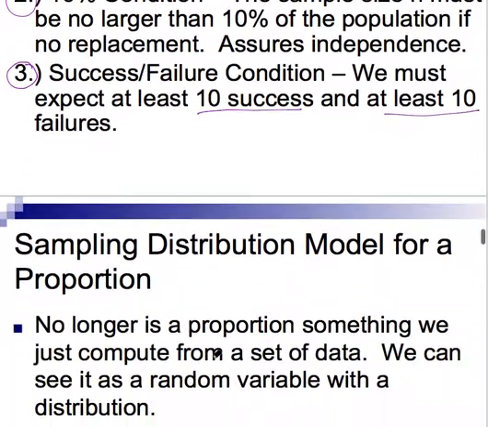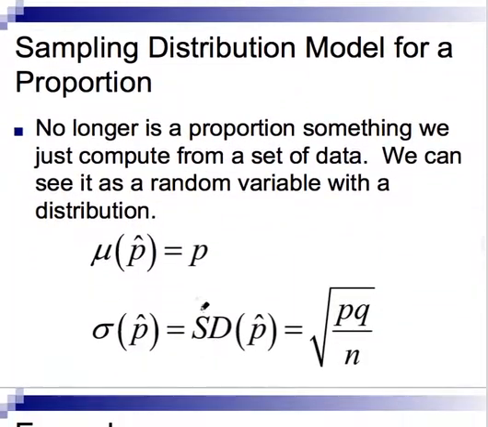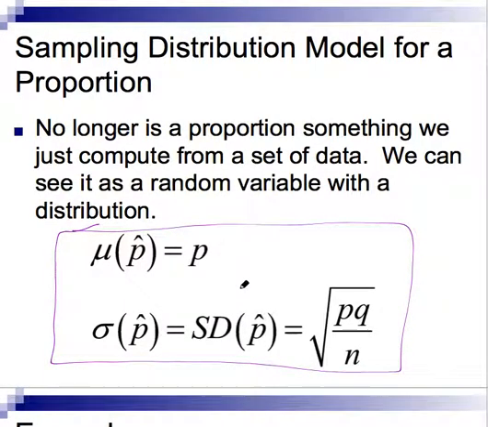All right. So here are your 2, just in case you didn't write them down yet. Here are the 2 formulas that you need to know here. A proportion isn't something we just compute from the data. We see it as a random variable with a distribution. So mu of p hat is equal to p. The mean of this parameter is equal to the population mean. And then here we can calculate the standard deviation of that as well.